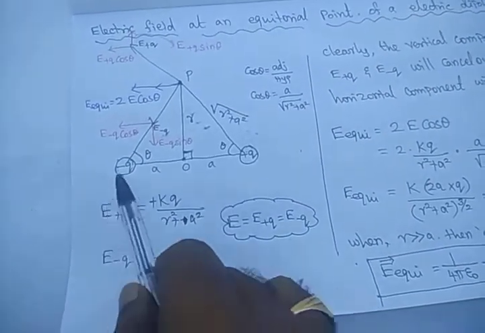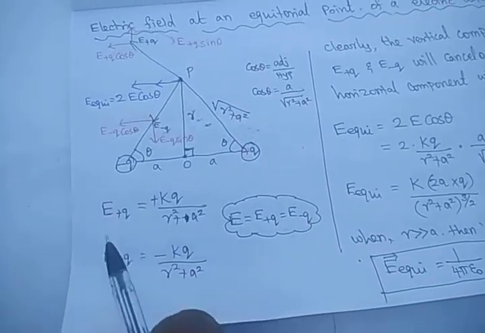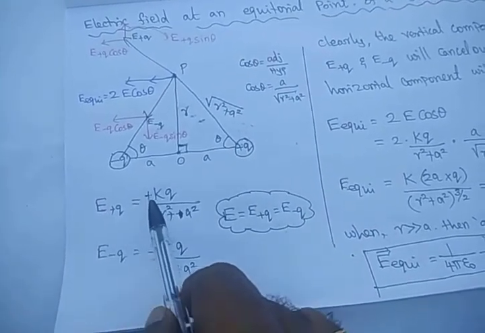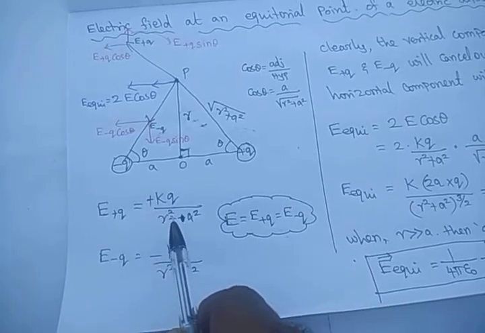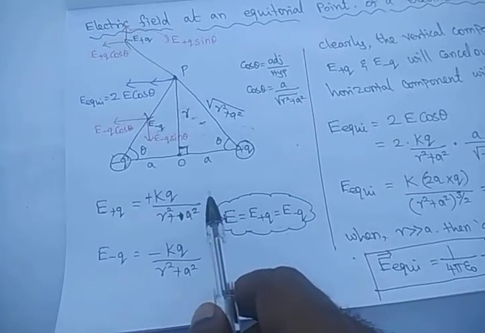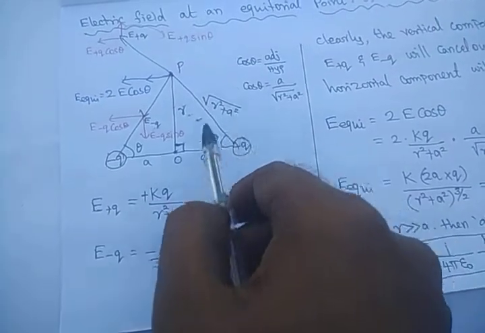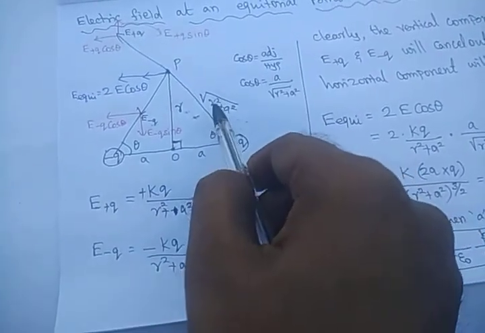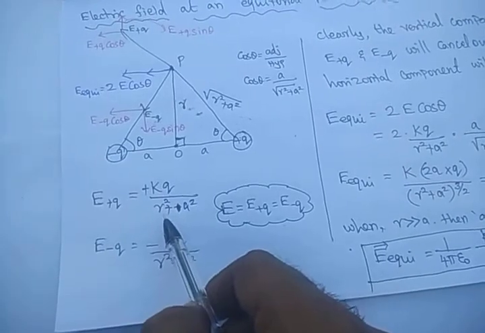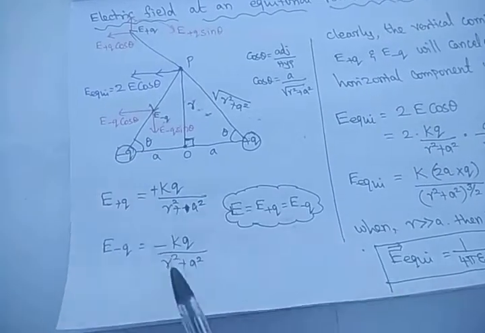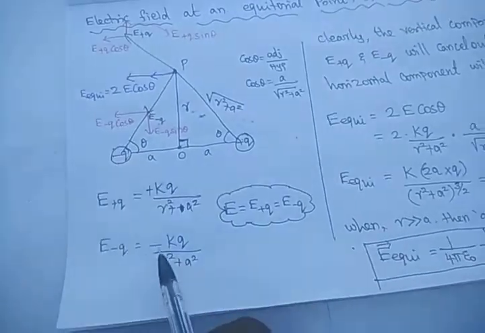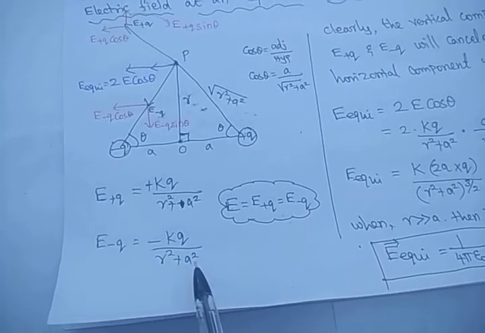So what is the electric field formula for the positive charge? E plus Q is equal to plus KQ by (r plus a) the whole square. What about the root? So it is KQ by r square plus a square, so the root of r square plus a square the whole square. That root and whole square will get cancelled. We get only r square plus a square. Similarly for the negative charge also, minus KQ by r square plus a square.